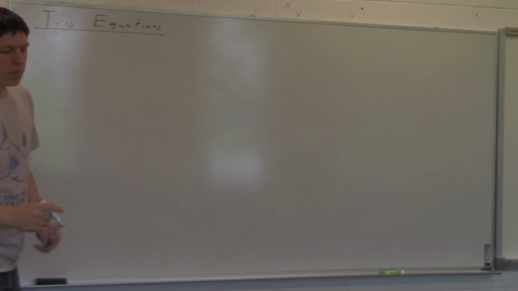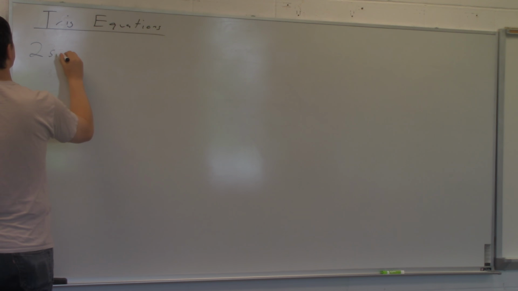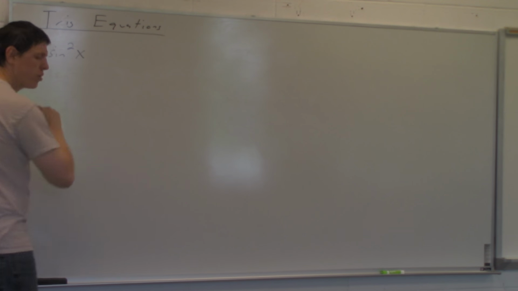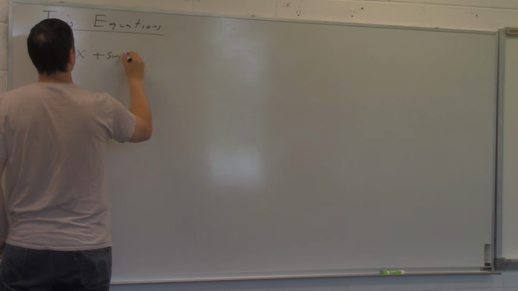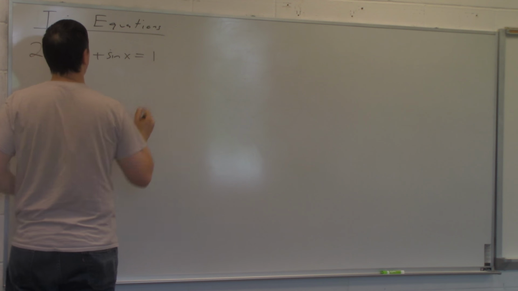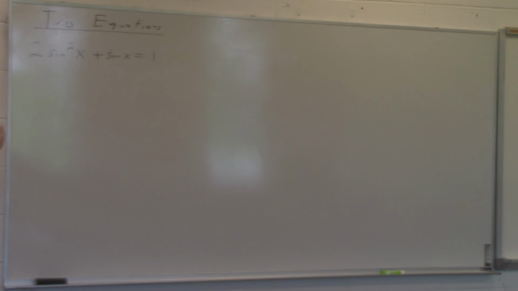So for one last problem, let's say we have 2 sine squared x plus sine x is equal to 1. Call this example C. Now, this one's going to have many more than just 2 solutions. It might have 3 or 4.